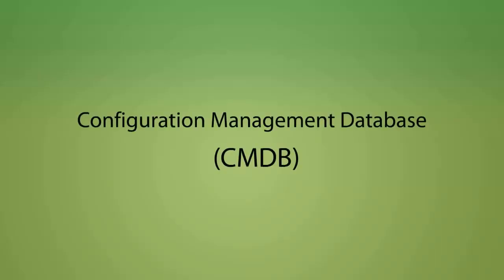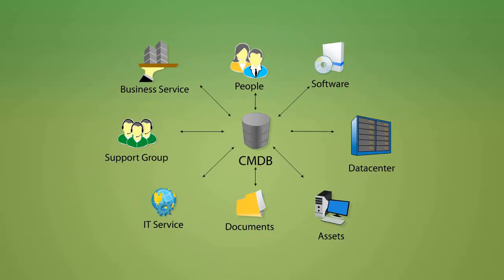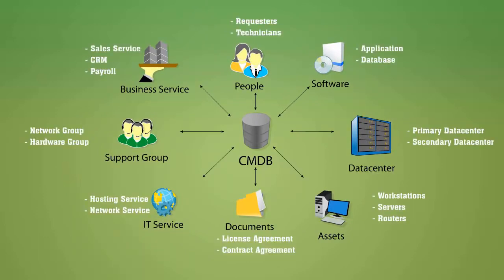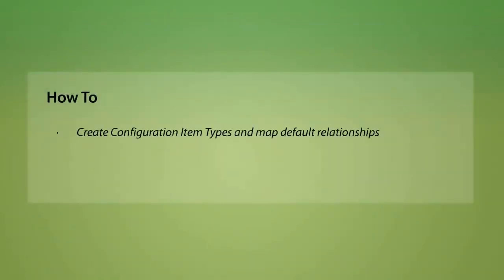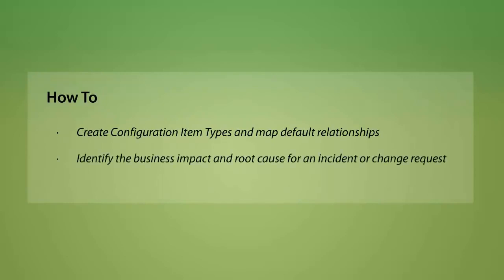Configuration Management Database, or CMDB, is a repository that contains relevant information about each business-critical configuration item in an IT environment and its relationship with other CIs. This video tutorial will show you how to create configuration item types and map default relationships, identify the business impact and root cause for an incident or change request.